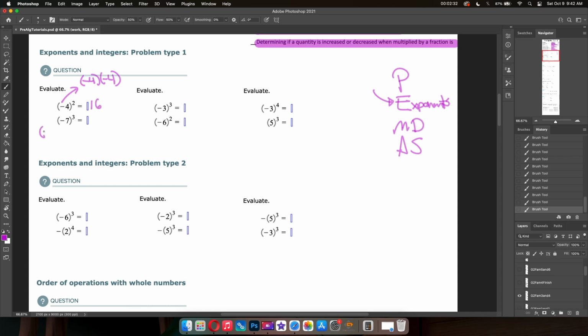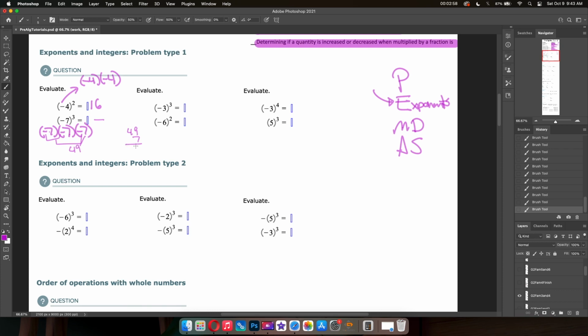This one is negative 7 times negative 7 times negative 7. Okay, so negative times a negative is a positive. Positive times a negative is a negative. So my final answer is going to be negative. 7 times 7 is 49. And now what's 49 times 7? That's going to be, I don't actually know. I'm tired, and that means I can't do math in my head.